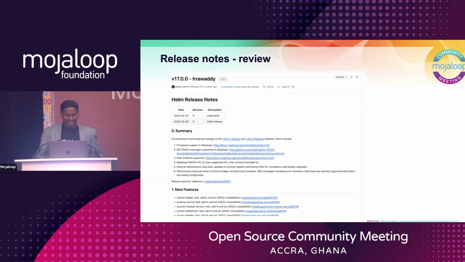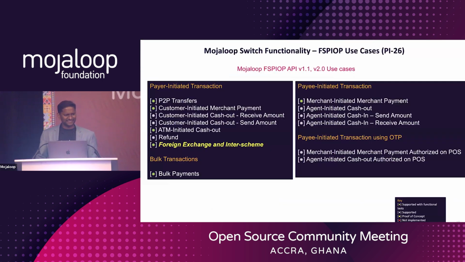So that was the release notes. And usually we have this set of slides that talk about the use cases that Mojaloop supports in various areas. So the FSP interoperability API now supports version 1.1 and version 2 as well. And we can see that the highlighted part here is the foreign exchange and inter-scheme. The others were there previously as well, payer-initiated, payee-initiated use cases.